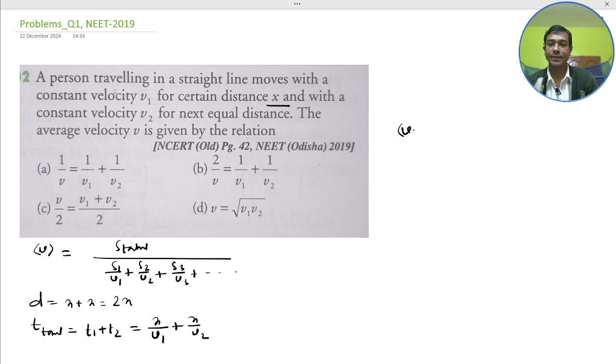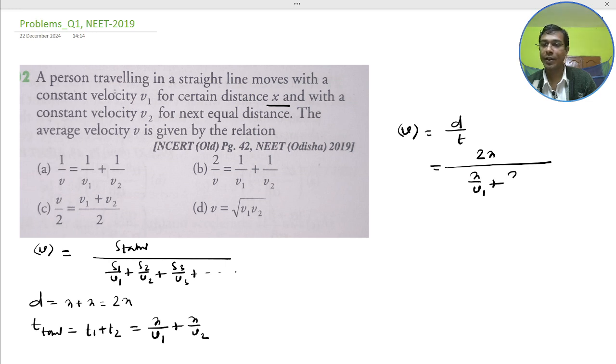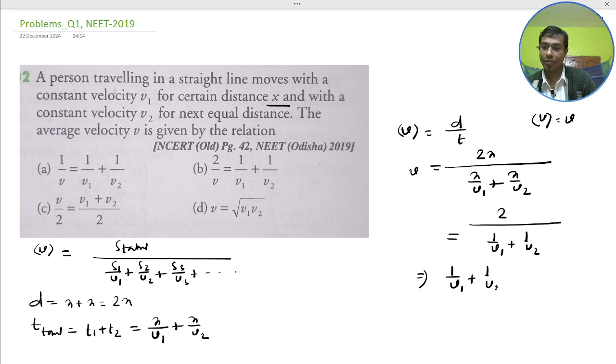So for the v average, that is total distance by total time, just put these values here. Total distance 2x, total time is x by velocity v1 plus x by velocity v2. So v average is v given, so this is v and this is 2 by 1 by v1 plus 1 by v2. So the relation would become 2 by v equal to 1 by v1 plus 1 by v2. I think B would be the correct answer.